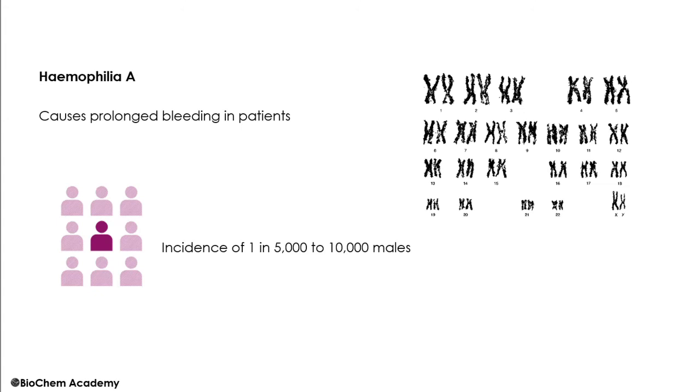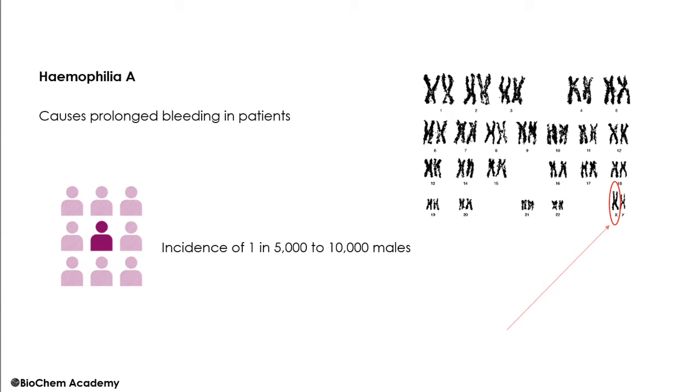Now, what you see in this figure are the chromosomes from a male subject. So there are 22 pairs of non-sex chromosomes and one pair of sex chromosomes. So we have X and Y chromosome, right? And the gene responsible for hemophilia A is located here at the X chromosome.